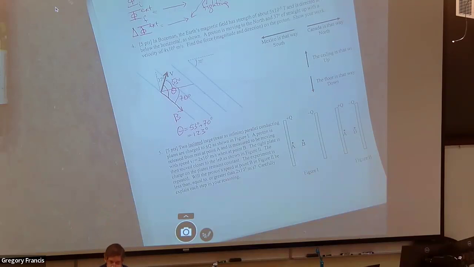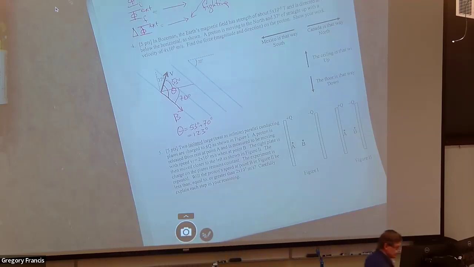If I use the other angle on the left side of the velocity arrow, would that still give me the same answer? Yes, it will. It turns out that you're taking the sine of that angle in the Lorentz force equation, and the sine of any angle is equal to the sine of 360 minus that angle.